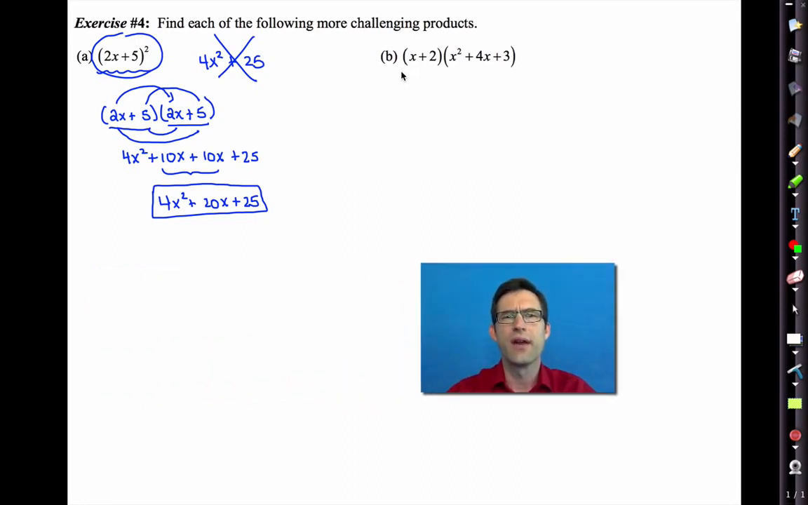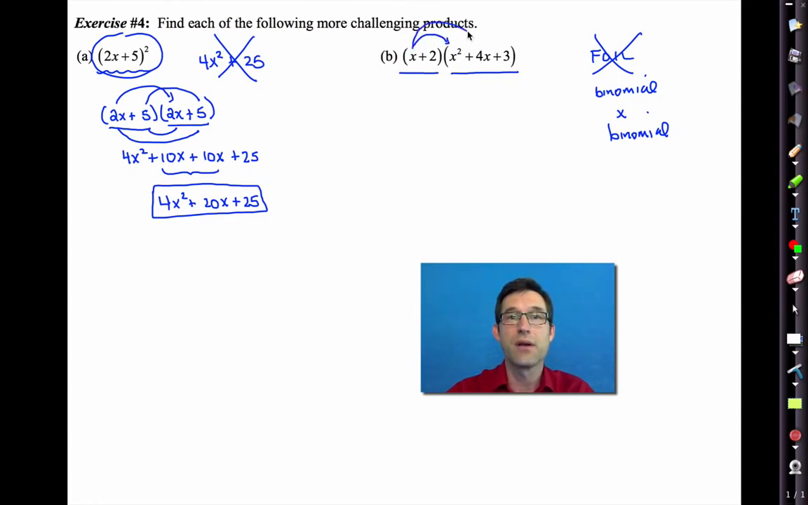Ooh, let's take a look at another one. x plus 2 times x squared plus 4x plus 3. Here, the method of foiling doesn't really work. Foiling really works when you have a binomial times a binomial. But here we have a binomial times a trinomial. Now, it's not that bad. What we have to make sure of, yet again, is that everything from this parentheses multiplies everything from the other one.